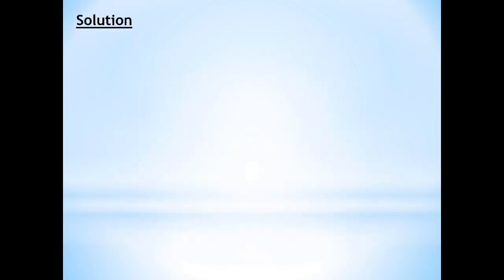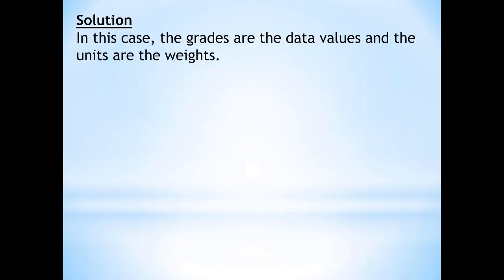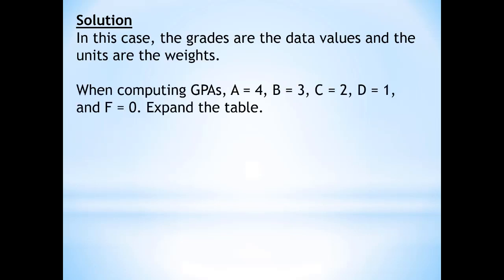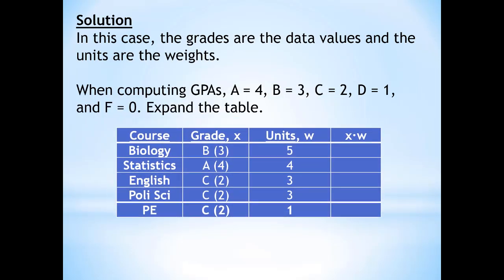To do that, we need numbers for those grades. And those numbers, you may remember, are an A is worth 4 points. That's why we say that somebody who has straight A's has a 4.0. So A's are worth 4 points, B's are worth 3 points, C's are 2 points, D's are 1 point, and an F would be worth 0 points. Now we can expand the table. Those grades are going to be our X's, and the units are going to be the weights. So now we're going to take the number value for each grade and multiply it by the weight.